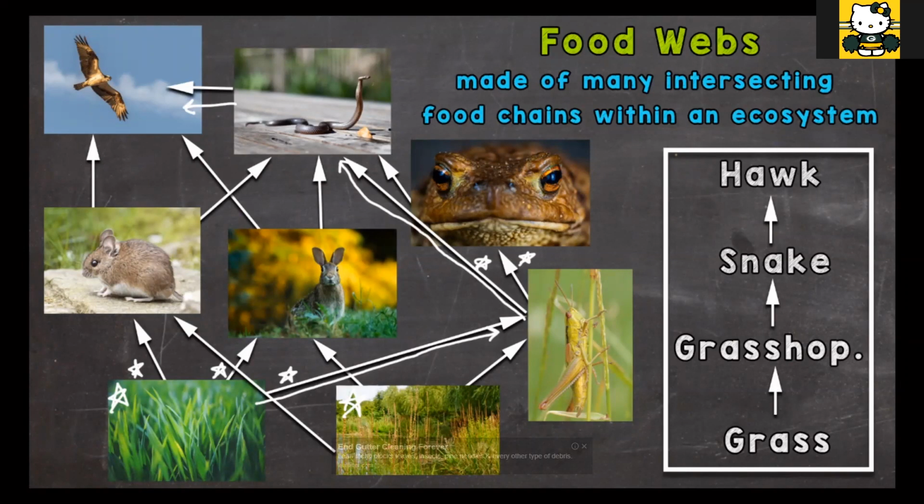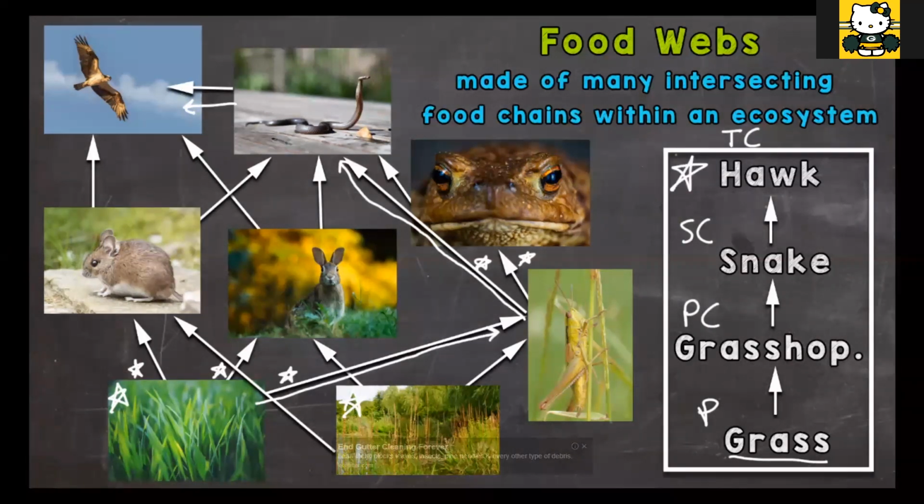So our food chain is over on the right-hand side of your screen. We started with the grass, that's our producer. Our primary consumer, the grasshopper, consumed the grass. Our secondary consumer, the snake, consumed the grasshopper, and our tertiary consumer, the hawk, consumed the snake. So that specific food chain has 4 trophic levels. A food chain does not have to have 4 trophic levels. It can have more, it can have less.